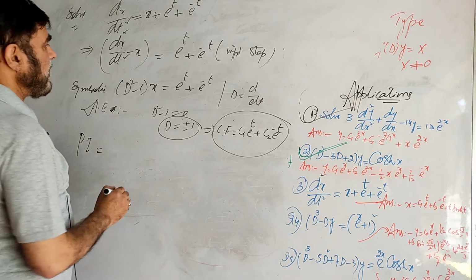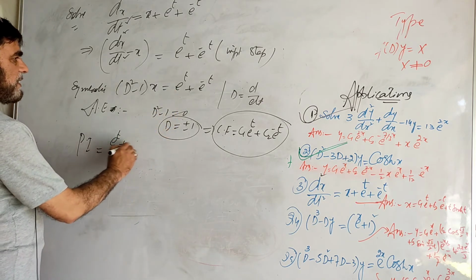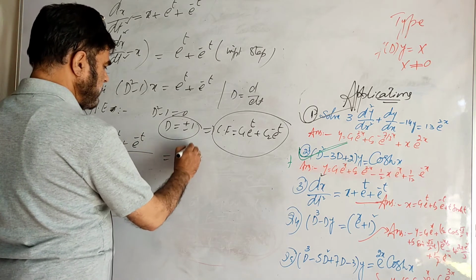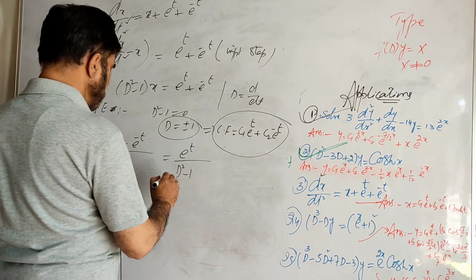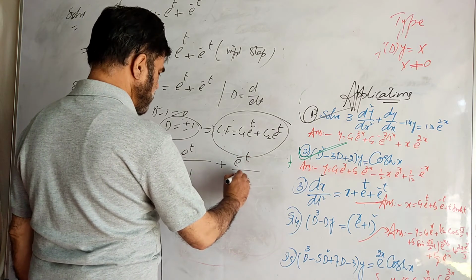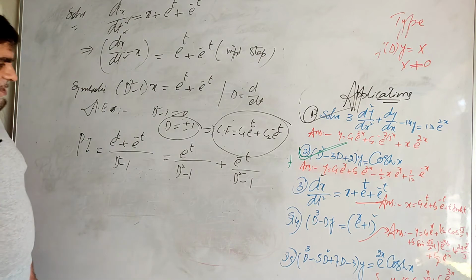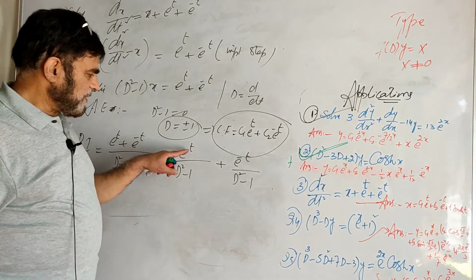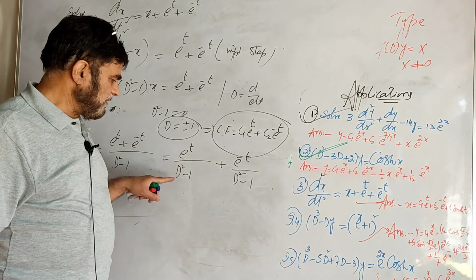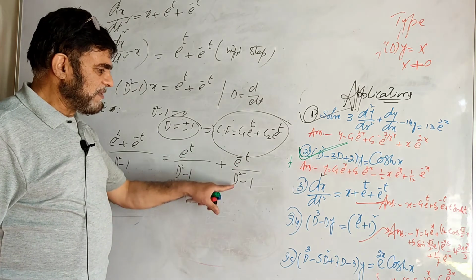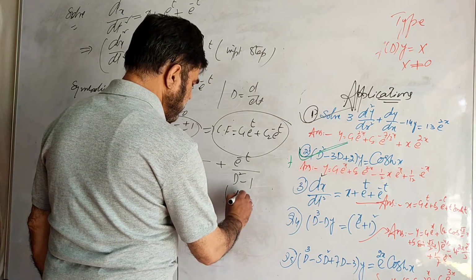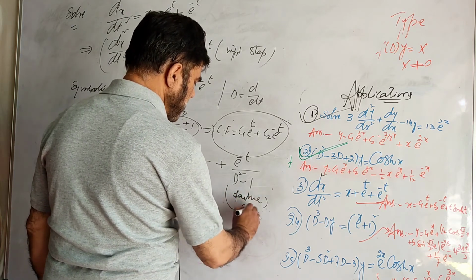Particular integral will be, yes, e raised power t plus e raised power minus t by D square minus 1. I can split it now: e raised power t by D square minus 1, plus e raised power minus t by D square minus 1. Very interesting problem here. If the coefficient of the independent variable in the power of the exponential is 1, you get 1 minus 1 is 0; if it is minus 1, minus 1 whole square is again 1. So in both cases it is a failure case. Note it, you have a failure case here.